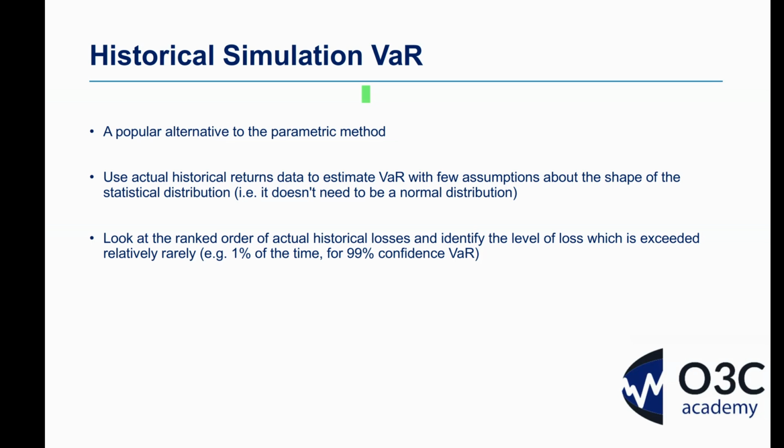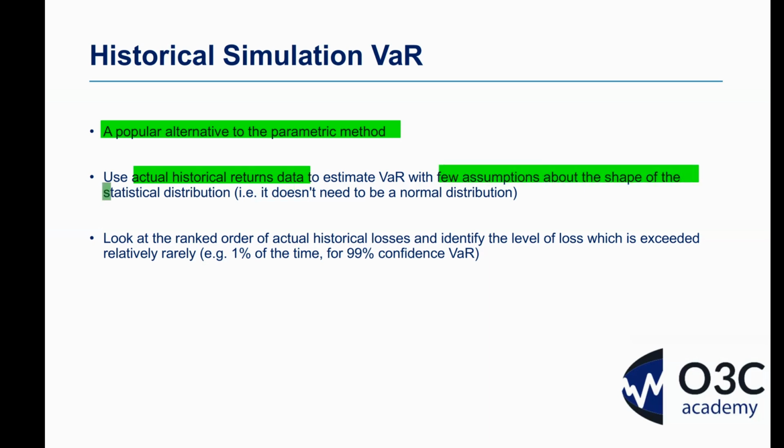So the next method we're going to try is the historical simulation of VAR. It's obviously a popular alternative to the parametric method. Again, we're using actual historical returns data that we've got on our tab on our Excel spreadsheet. We're going to estimate VAR from that, but with few assumptions about the actual shape of the statistical distribution. So in other words, it doesn't need to be normally distributed. And then what we do, of course, is look at the ranked order of actual historical losses and identify the level of loss which is exceeded relatively rarely. And once again, we should be using in this example 1% of the time. So that's 99% confidence VAR.